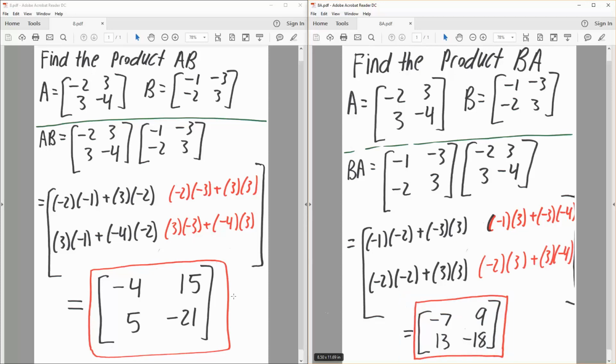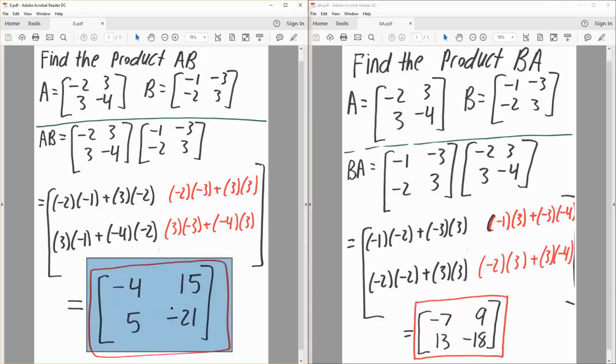And just a look. This was the final answer for the product of BA. And the final answer for the product of AB was negative 4, 5, 15, negative 21. So the answer was different. And that's all we need to do to find the product of two 2 by 2 matrices.